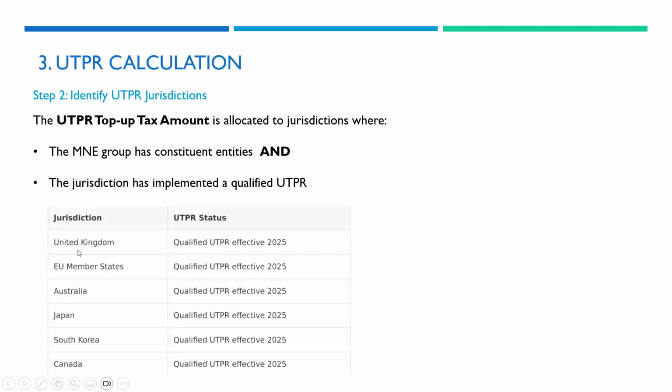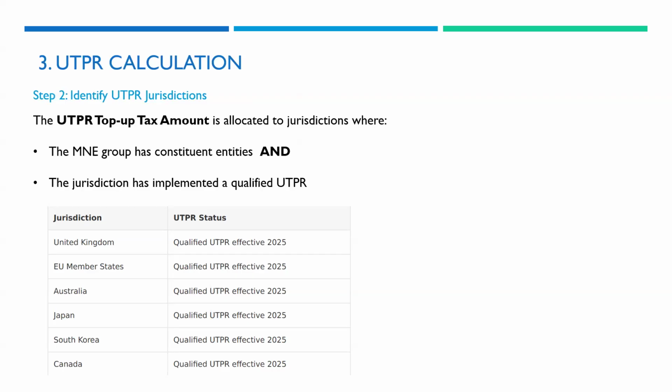There are a few countries which have qualified UTPR status: UK, EU, Australia, Japan, South Korea, Canada, etc. would have a UTPR status. Is it clear? Step 1 and step 2. Step 1 is to identify or calculate the residual top-up taxes, and you should apply it to be paid by constituent entities who have a qualified UTPR status. Yes or no? Step 1 and step 2. I saw some disturbance there, that's why I'm asking again. If it is not clear, then you will not understand.